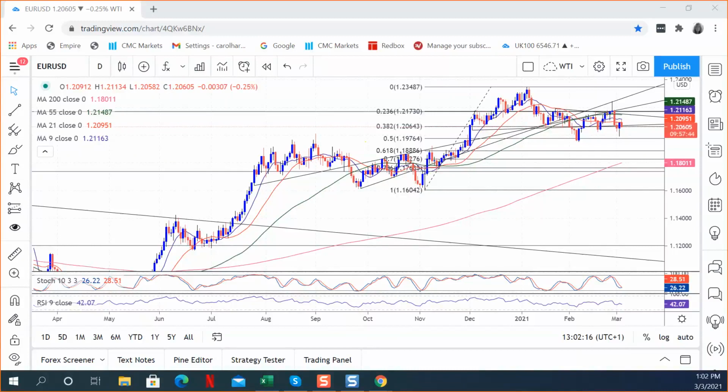Now, I'm not sure if you know, I think you probably do, but do you know how important it is to look at the dollar index when you're trading the euro-dollar? Any ideas? Anybody know?